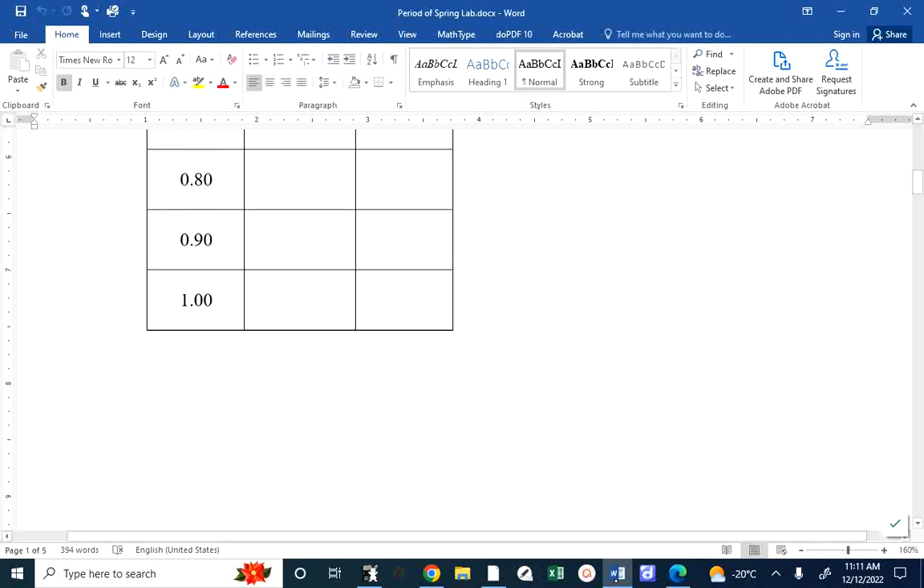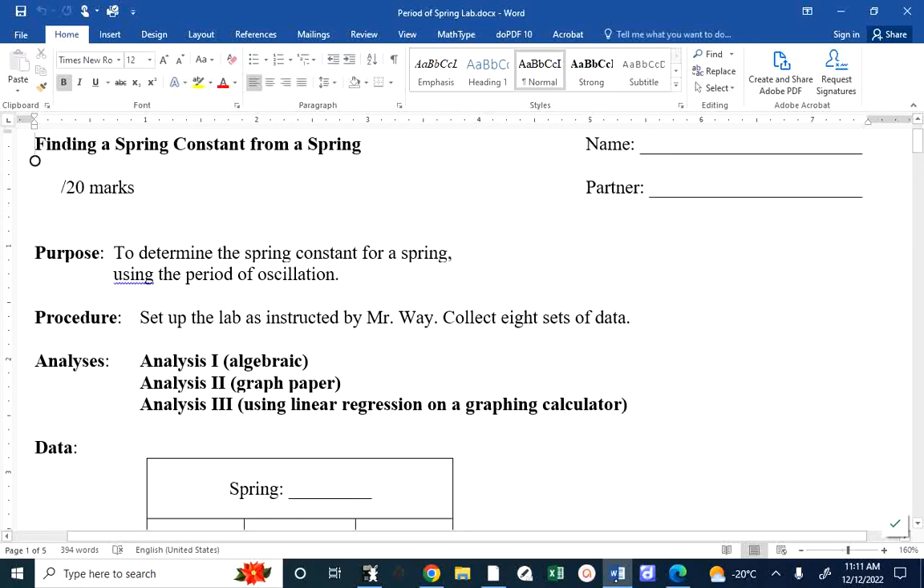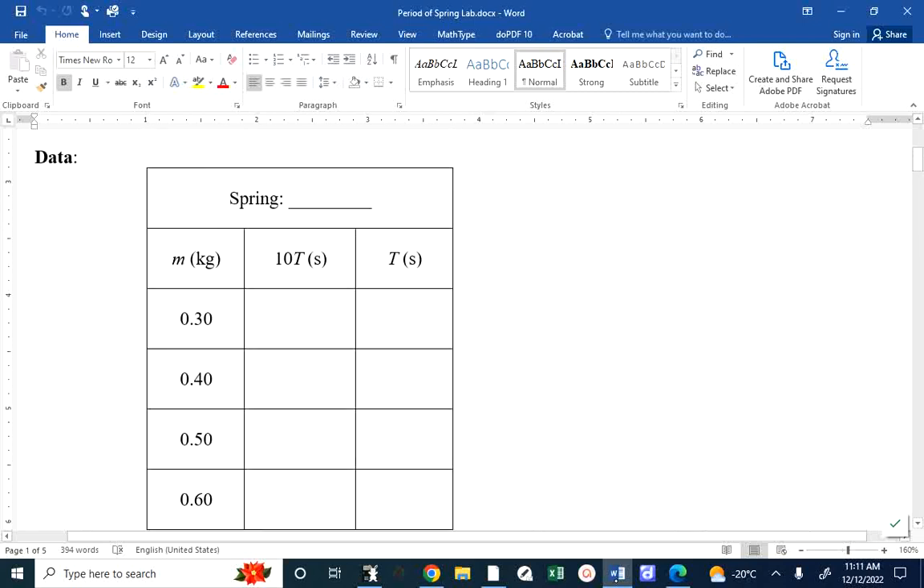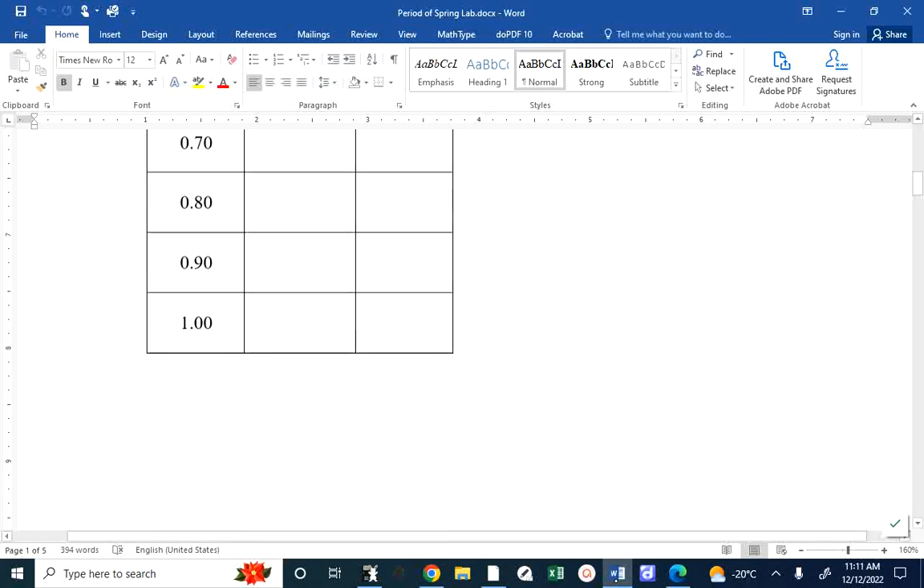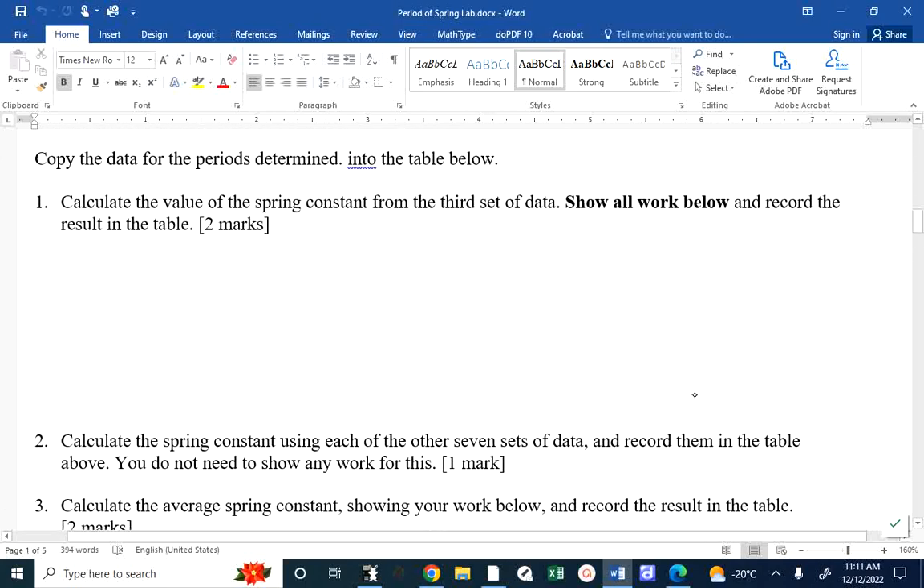What do you do then? Well, you're going to do 3 analyses, and you can see up here I've got under analyses, analysis 1 will be algebraic. Let's talk about that first. Basically, you're going to divide your times that you measure by 10, which I hope you don't need a calculator for, just move the decimal. Basically, what you're going to do in the first analysis is use the formula to calculate the spring constant. That's what I mean by algebraic.